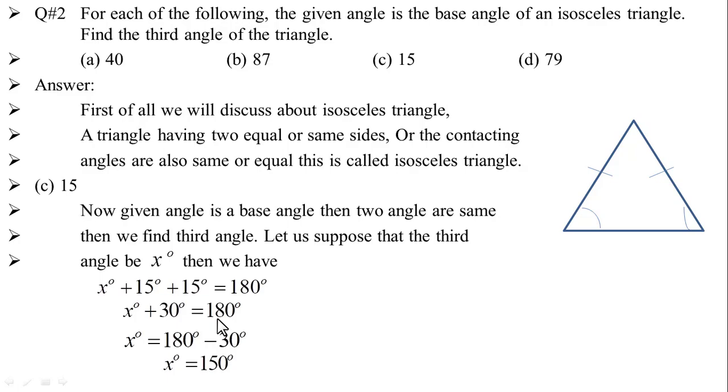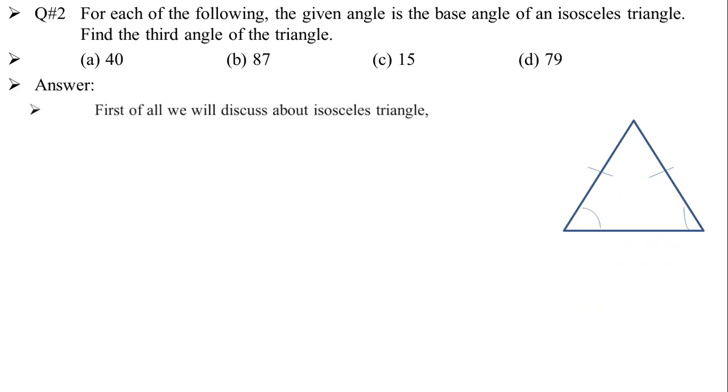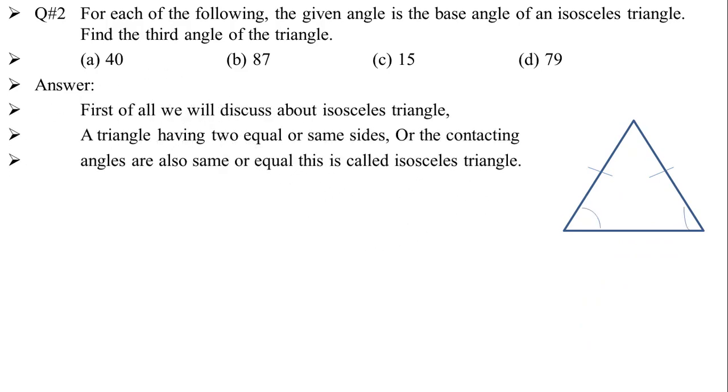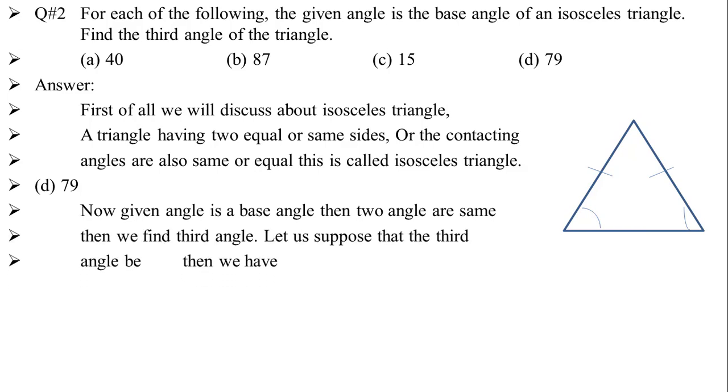Now we solve the last part, part D, 79 degree. Here we can also draw the triangle and write the definition of an isosceles triangle. In an isosceles triangle, two sides are equal, then two angles are equal. Here in part D, 79 degree is a base angle. Then two angles are the same. Now we can find the third angle. Let us suppose that the third angle is x degree.